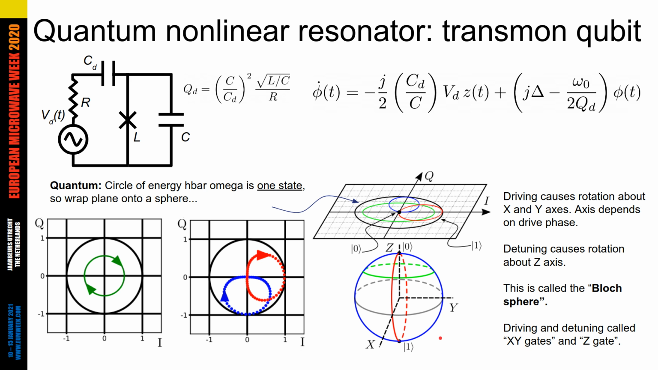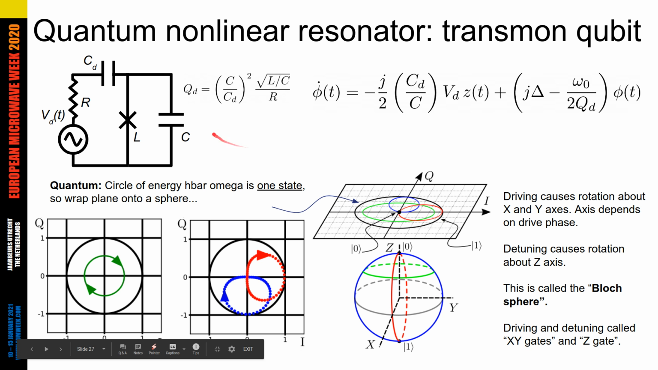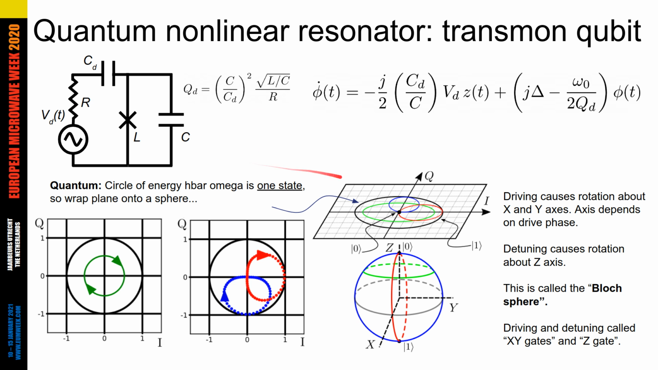All right, so now I hope you have an intuitive picture for the difference between a regular nonlinear driven resonator and a quantum nonlinear driven resonator. This circuit with the capacitor and a Josephson junction in parallel is called a transmon qubit. And that's what a lot of people in the field of superconducting quantum computing are using these days as their qubits. There are other types, but the transmon is probably the most common.